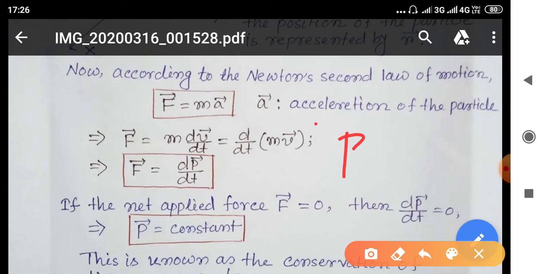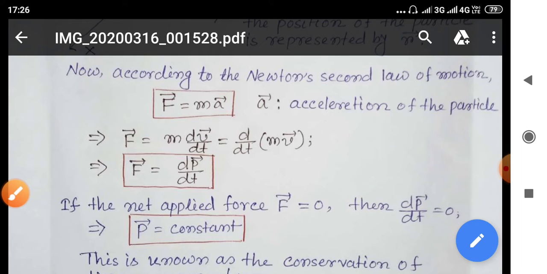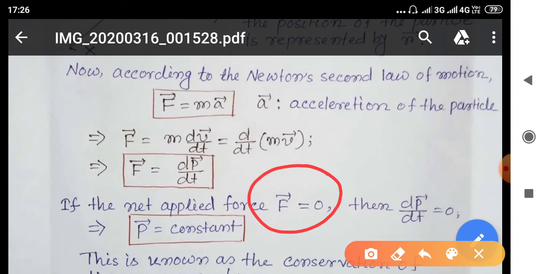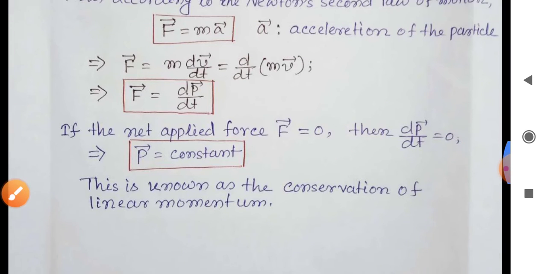Since the momentum of the object p is equal to mass multiplied by the velocity, in place of mv we can write the momentum p. So the equation becomes F equals dp/dt. Now, if the net external force or net applied force F is equal to 0, then from that equation we can directly remark that dp/dt must be 0, which says that p is a conserved quantity, or the momentum is constant. This is known as the conservation of linear momentum.